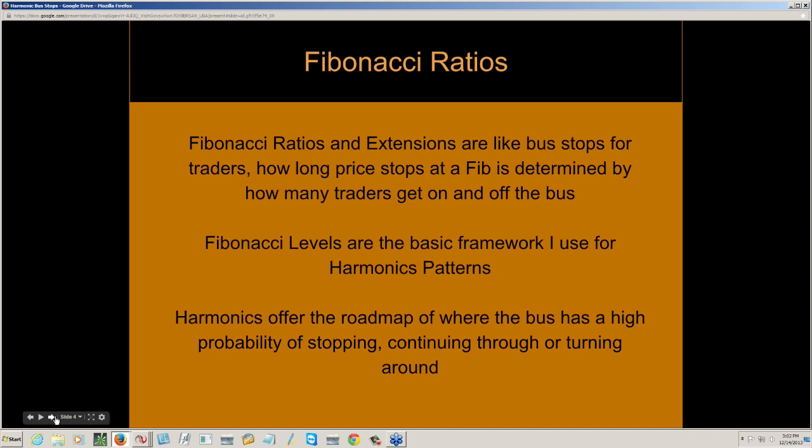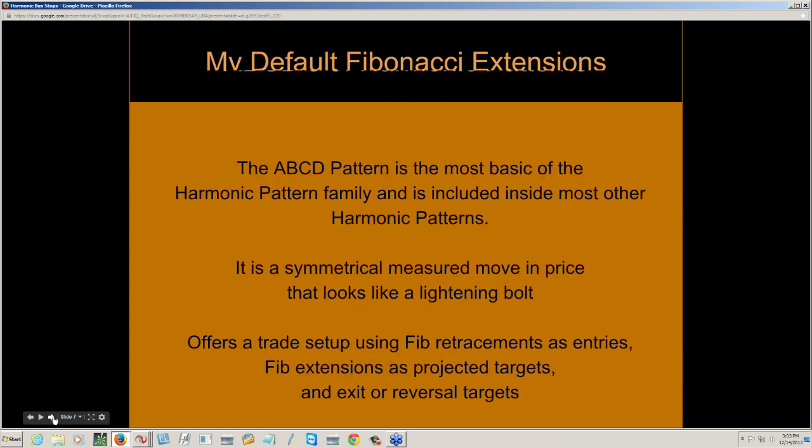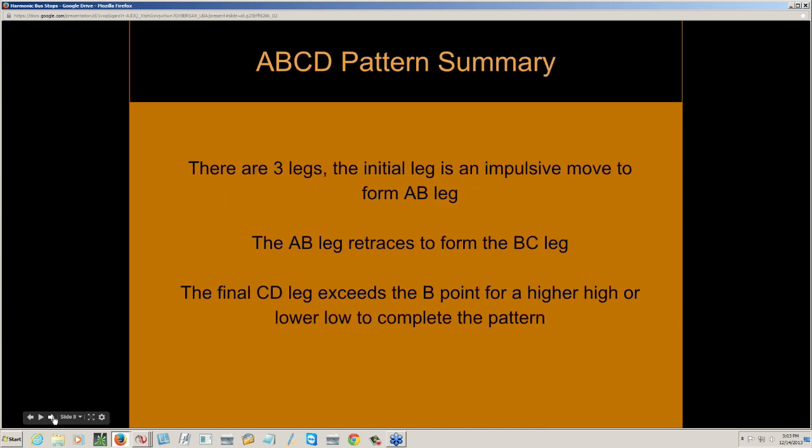If you've been trading for a while, you know that there are no 100% guarantees. All we have is probabilities. I'm always asked, so I'm just putting this on here. My default Fibonacci ratios that I use for harmonic purposes are these. These are my default Fibonacci extensions for ABCDs and ABCDs of harmonic patterns.